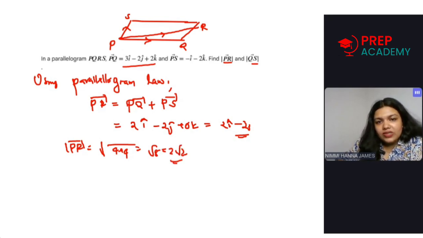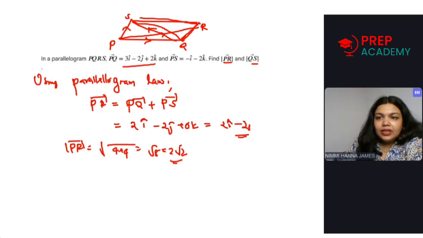Now QS vector. QS vector means it's in this direction. This is the direction for QS vector. This is the other diagonal. If we want to reach QS, we have to go QR plus RS. But the thing is, we don't have QR and RS.